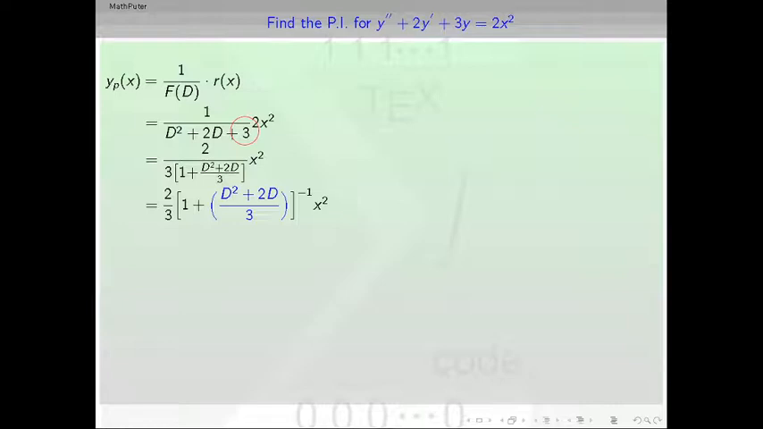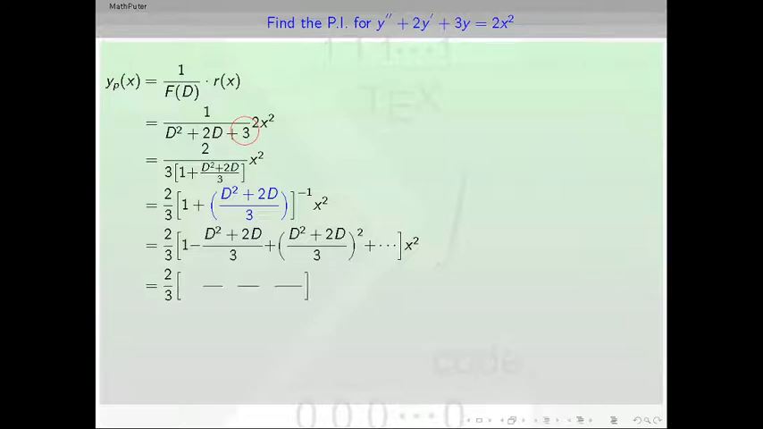I am considering this as x, right? So we have by the formula 1 minus x plus x square and so on into x square. Okay, so this is 2 upon 3. 1 into x square is x square. Okay, so first let me expand this thing.